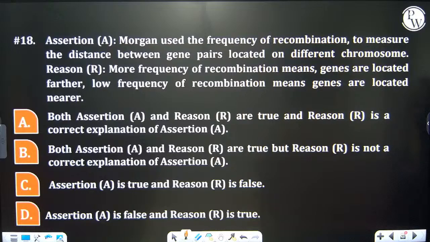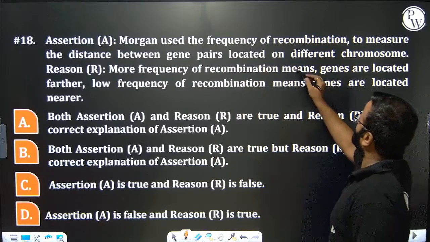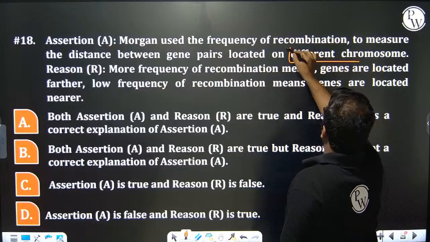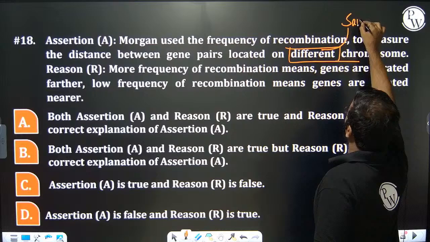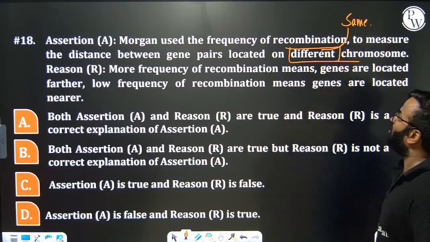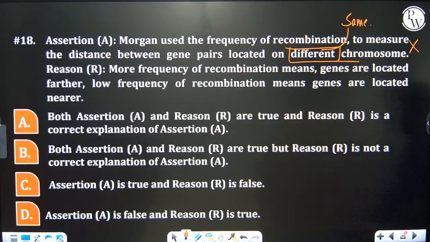Morgan used the frequency of recombination to measure the distance between gene pairs located on different chromosomes. No. Nope. Different? No. On the same chromosome. Then only this statement can be right. So this is false as a statement.